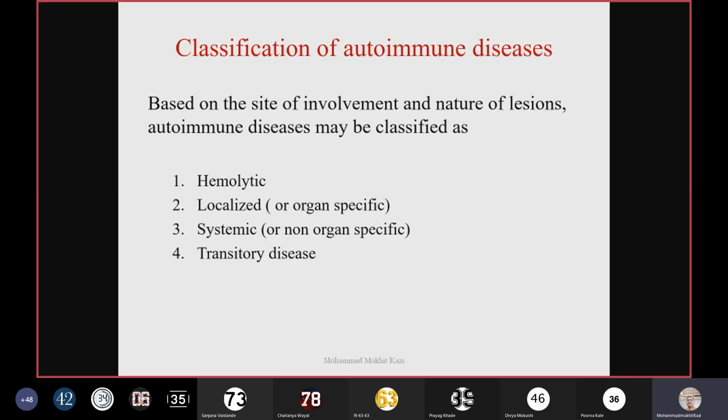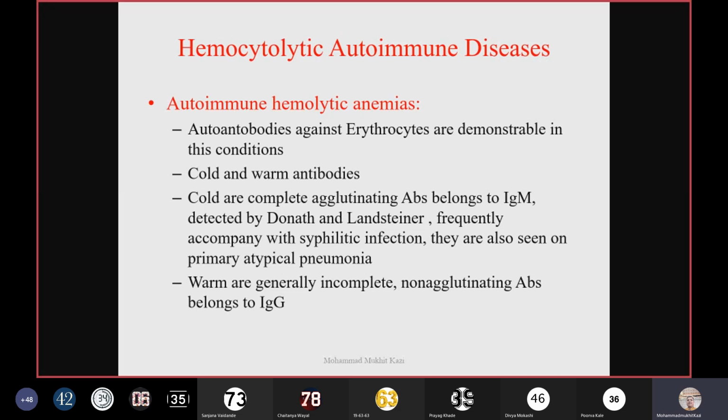Now coming to the classification of autoimmune diseases: based on the site of involvement and nature of lesions, autoimmune diseases may be classified as hemolytic, localized, systemic, or transitory diseases. But in the broad classification, it is divided into only two: localized, that is organ specific, and systemic, that is non-organ specific. Now we will learn one by one what these localized and non-localized diseases are.